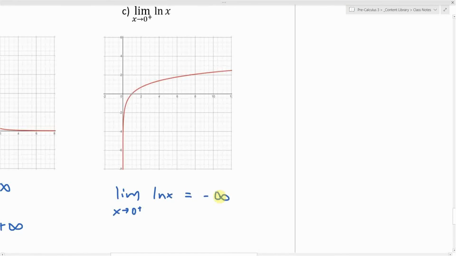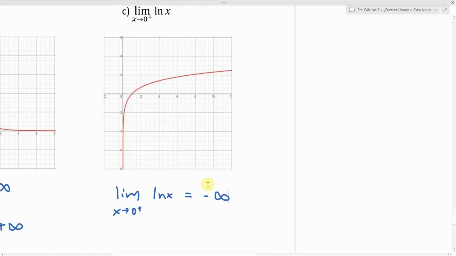We wouldn't talk about the left-hand limit at all, and we wouldn't talk about the two-sided limit as x approaches 0, because the function is not defined anywhere to the left of 0.